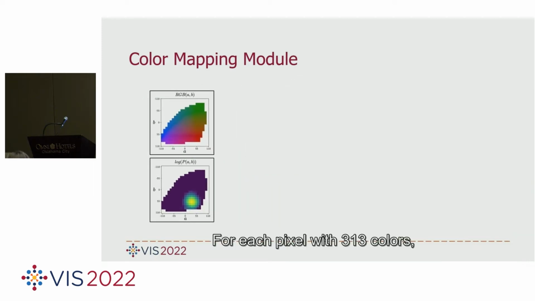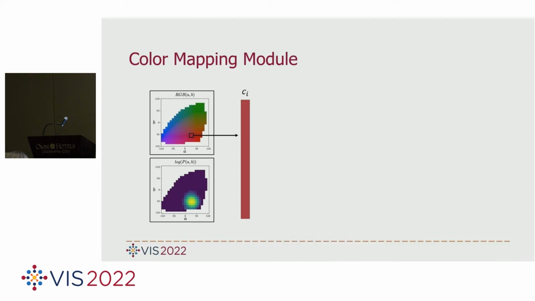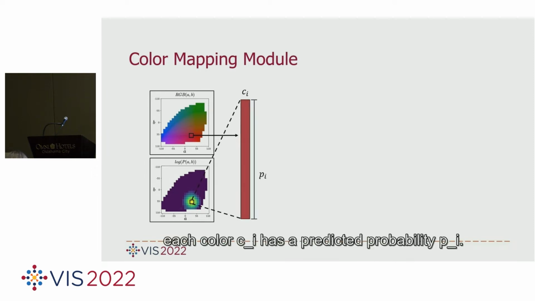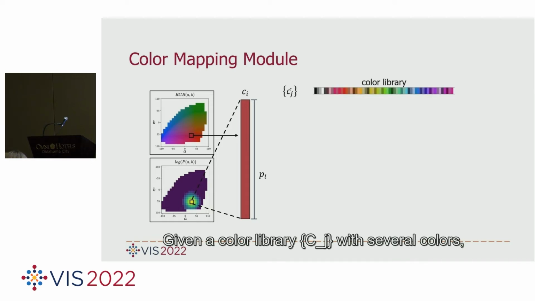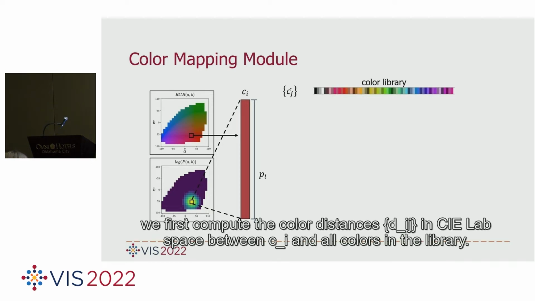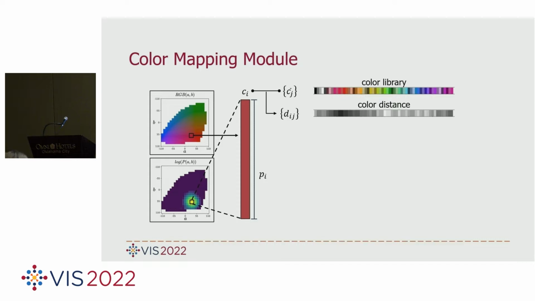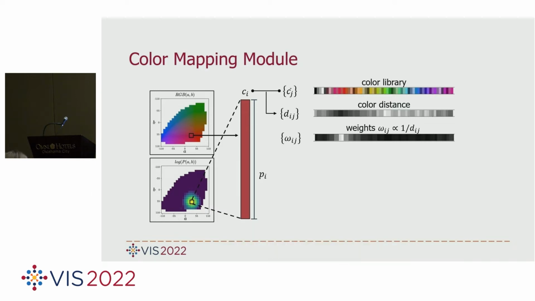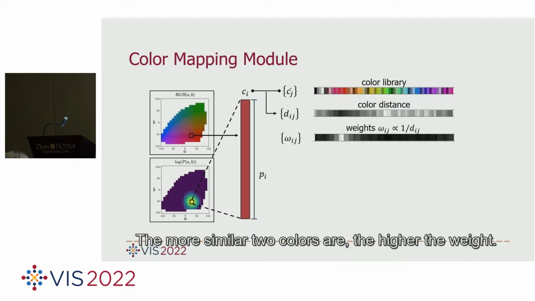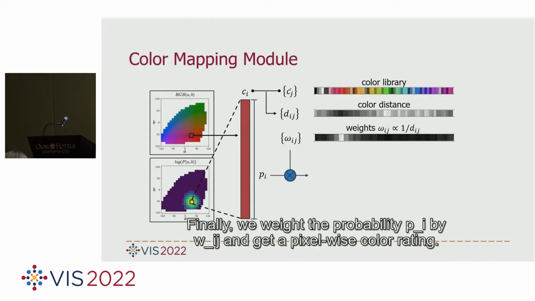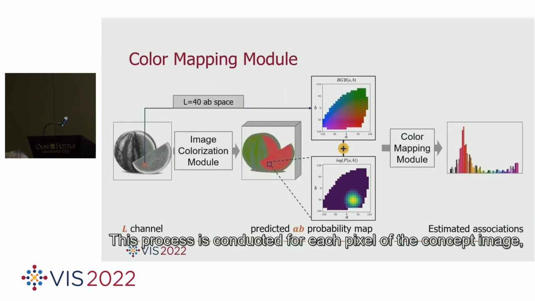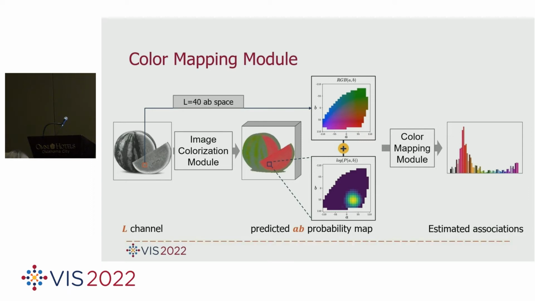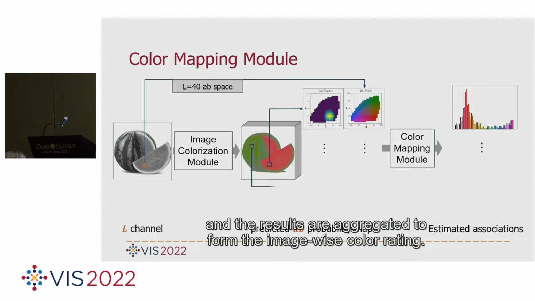Details are as follows. For each pixel with 313 colors, each color CI has a predicted probability PI. Given a color library CJ with several colors, we first compute the color distance Dij in CIE LAB space between CI and all colors in the library. Then, a weight map omega ij is derived based on the color distance for CI to CJ. The more similar two colors are, the higher the weight. Finally, we weight the probability PI by omega ij and get a pixel-wise color rating. This process is conducted for each pixel of the concept image, and the results are aggregated to form the image-wise color rating.